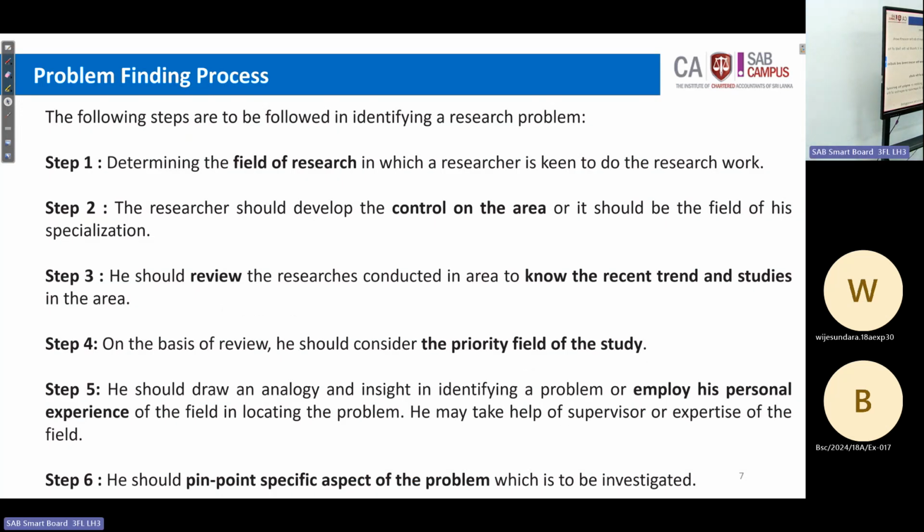Field of research and then control on the area, that means identifying the sub areas, you make the controls over there. Then review the existing research to identify the trends. If you want to identify the IFRS adaptation, you have to identify the trends there. How can you identify the trends? What you are doing up to now is you just type the trends in IFRS adaptation.